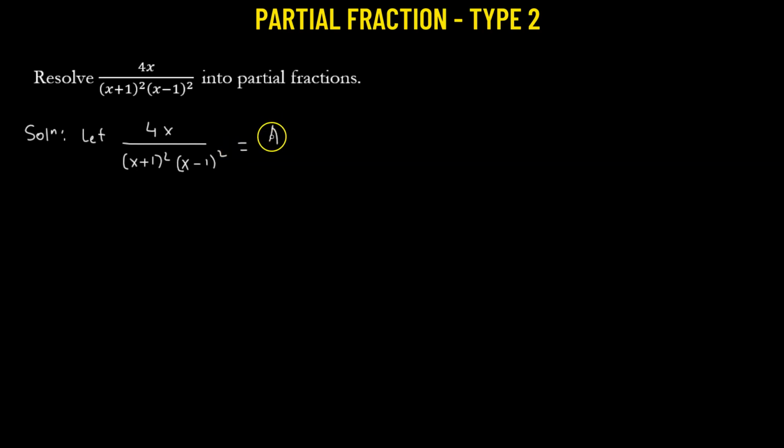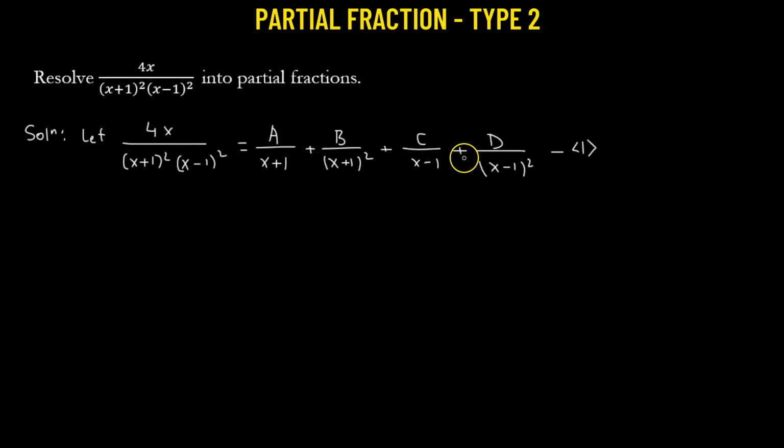So let us suppose that this can be broken down into 4 partial fractions, with the first one being A over x plus 1, followed by the second partial fraction, which is B over (x plus 1) whole squared. Then we have the third partial fraction, which will be C over x minus 1, and the fourth partial fraction will be D over (x minus 1) whole squared. We're going to label this as equation number 1. Our goal will be to find the values of the constants A, B, C, and D.